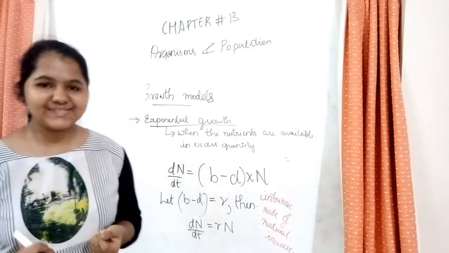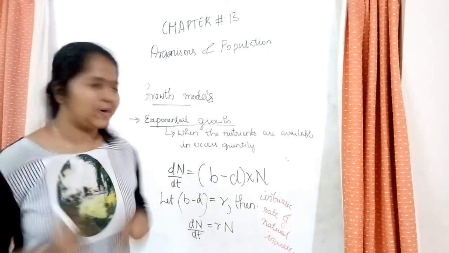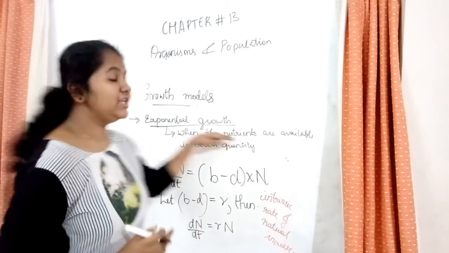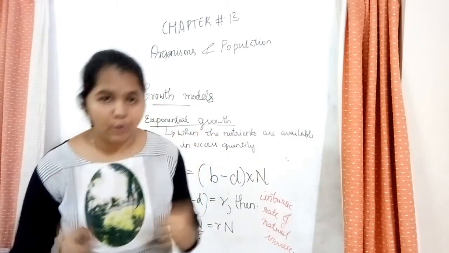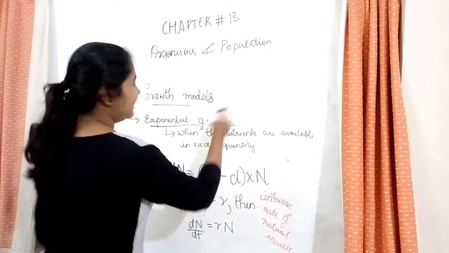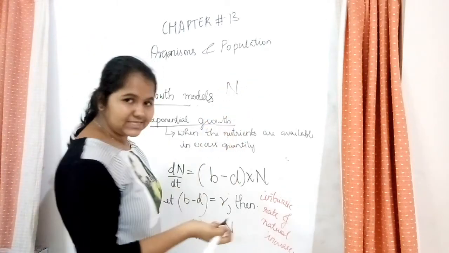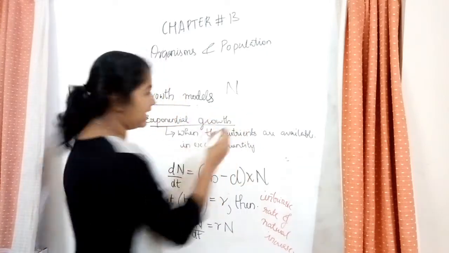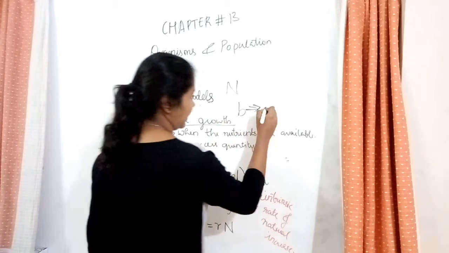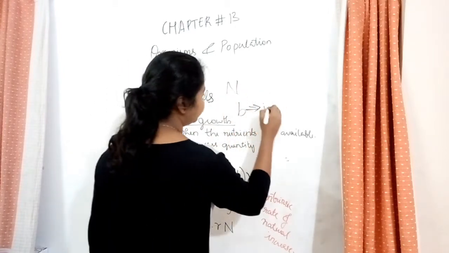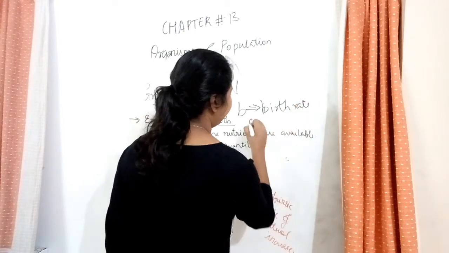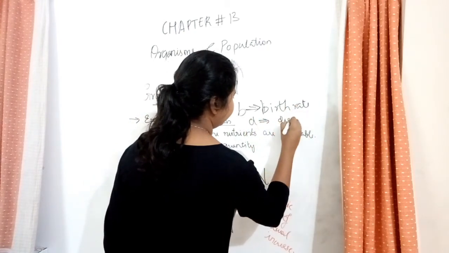So the last topic is growth models. The first one is exponential growth. So let's see when it is like this. When the nutrients are available in excess quantity, we say it's an exponential growth. So let's take a situation. Let's say N is the population density, and B is the birth rate. Sorry, not a death rate, a birth rate. And D is the death rate.